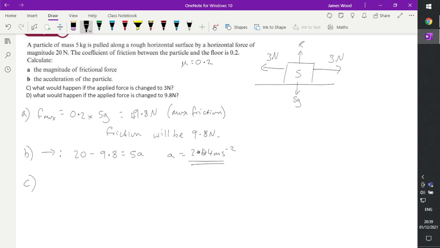It's not going to be 9.8 because imagine if it was. Imagine if friction was always at a maximum. That would mean that when you pulled it with just a small force, it would actually shoot off to the left, which would not happen. That's definitely not what happens in real life. So friction just acts to try and stop the object up to its maximum point. So if the applied force is changed to 3 newtons, then the friction would then be 3 newtons, and it wouldn't move.